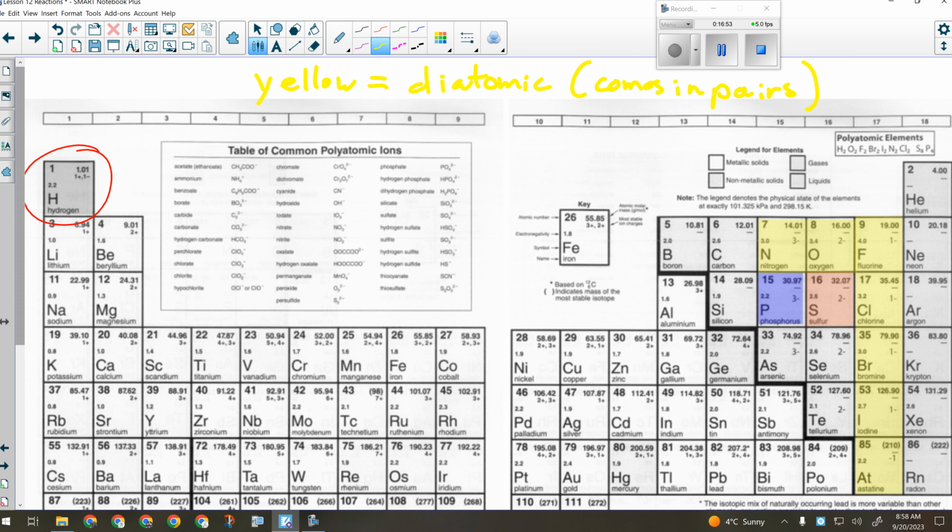So yellow are our diatomic elements. They come in pairs. If it is in purple, so phosphorus, phosphorus comes as a 4 when it's by itself. And sulfur, we're going to say it's red because it's the closest color I've got. Sulfur is an 8. Special elements.